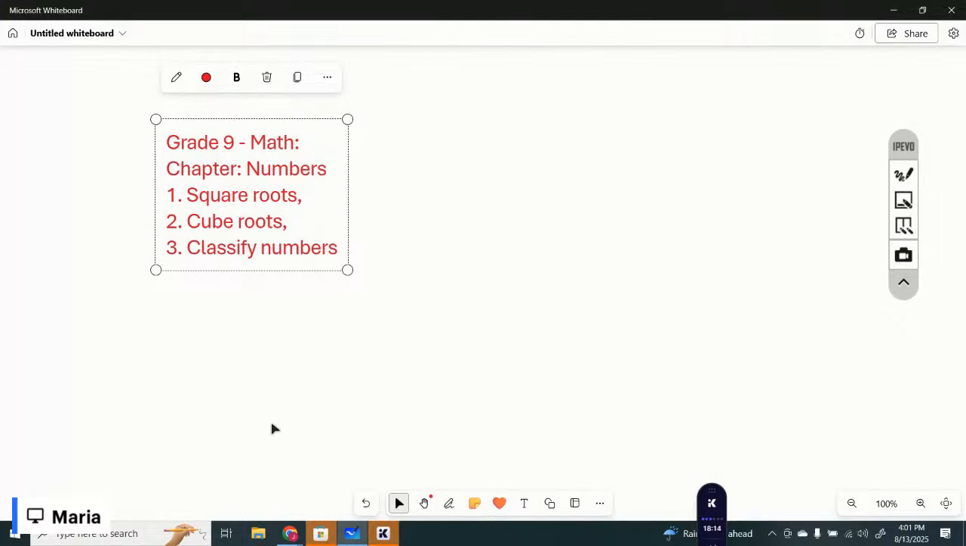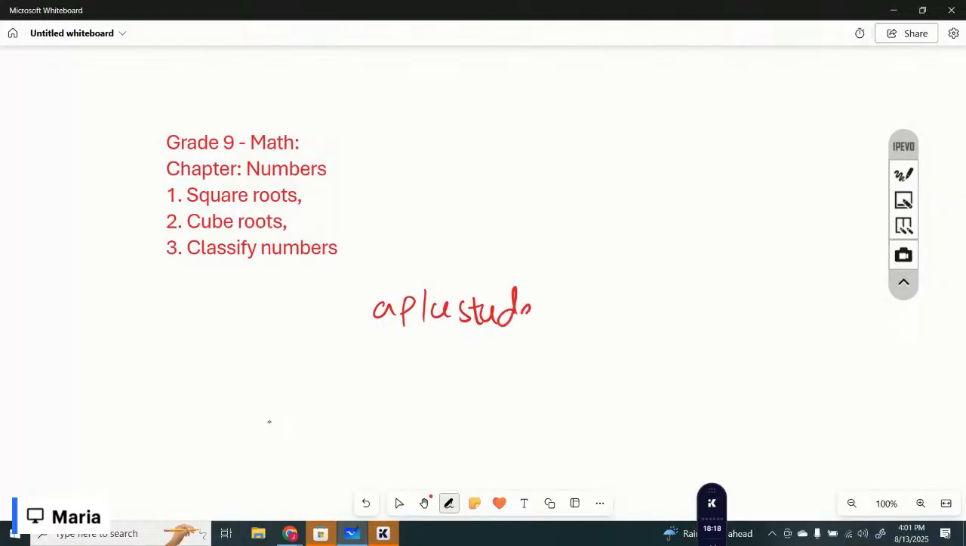You can find all the lessons on aplusstudents.com. You have to log in there using your email address and password as provided by the administrator. Then you have to select the subject tab, scroll down to grade 9 math and then click on view all lessons. There you can find a list of the chapters.